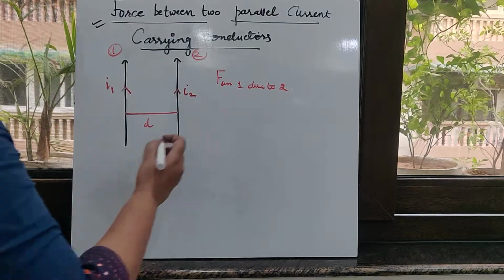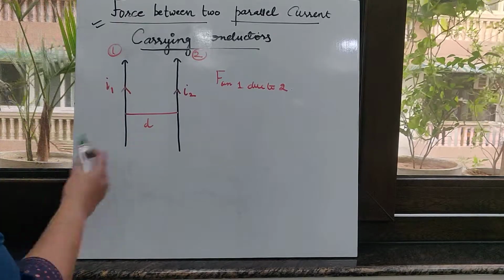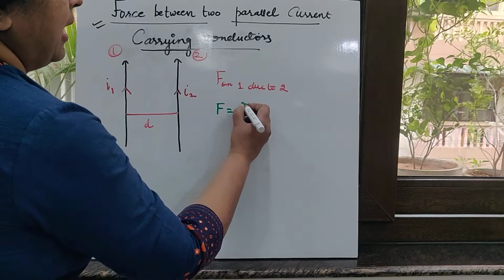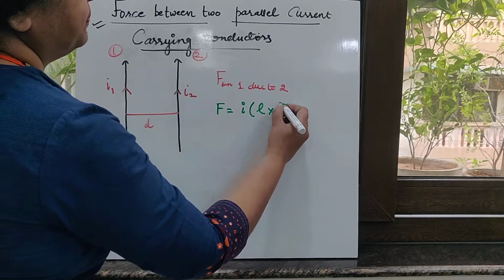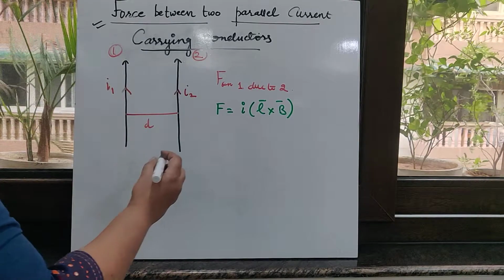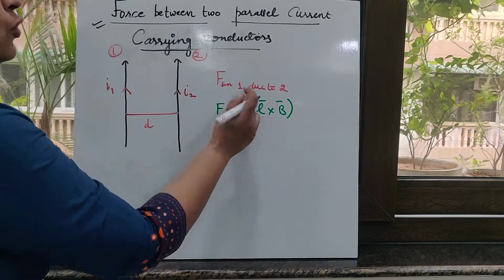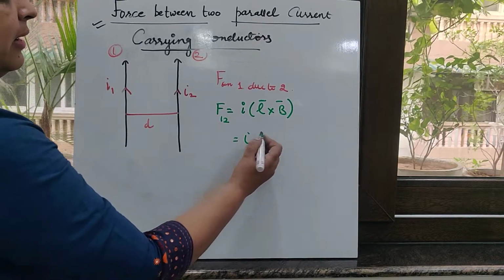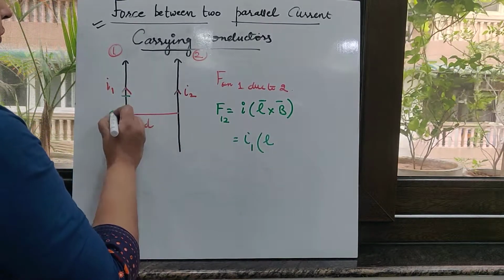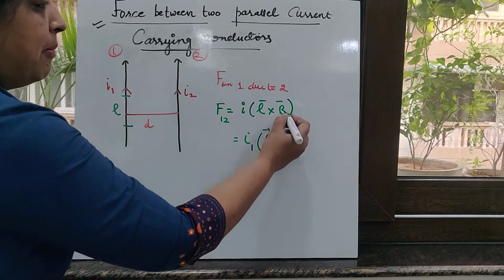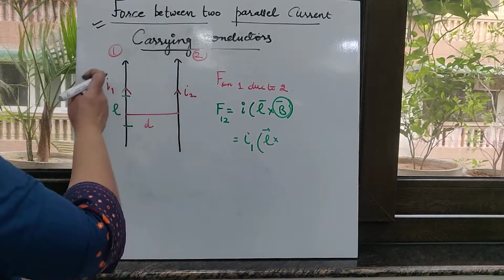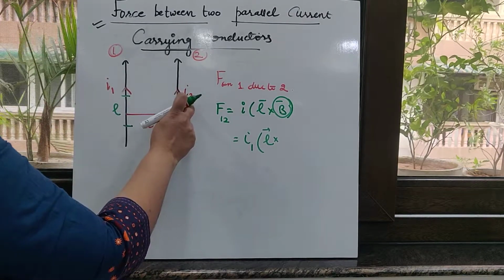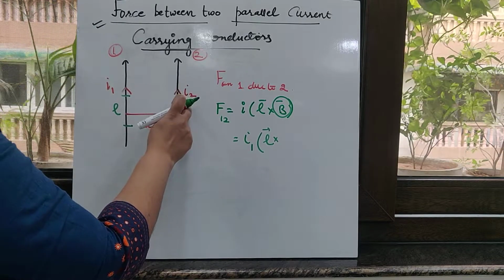Now what we will do is we will rewrite the expression for force on a current carrying conductor which was I into L cross B. Now force on 1 due to 2 means the current will be carried by the first conductor, length will be the length of the first conductor, and magnetic field, you want to find out how much is the magnetic field. The magnetic field will be produced by the second conductor. And how much is the magnetic field by this?